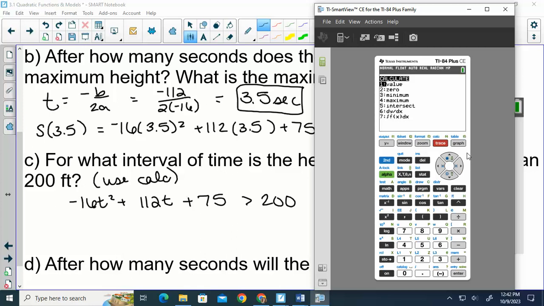Do you have a problem with it, Tyler? Is your calculator not working? Seems like it. Okay.